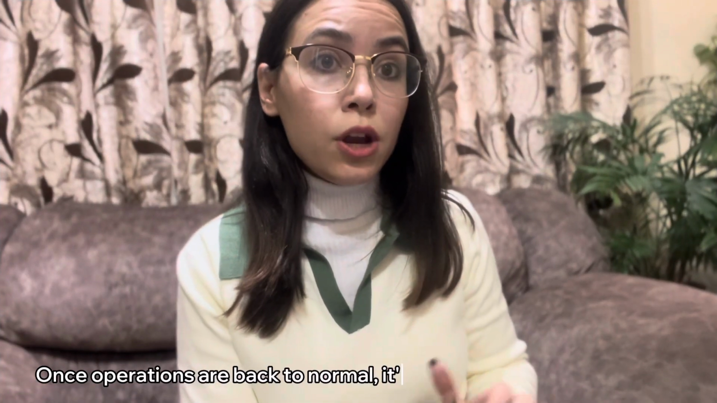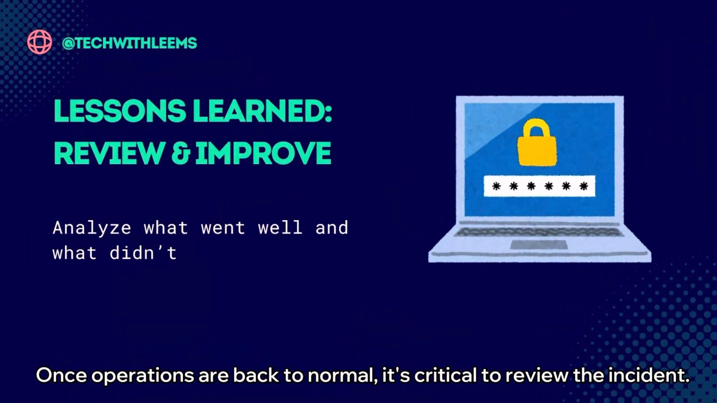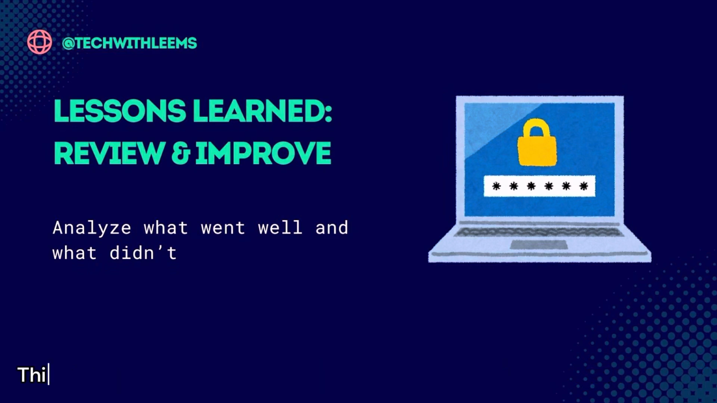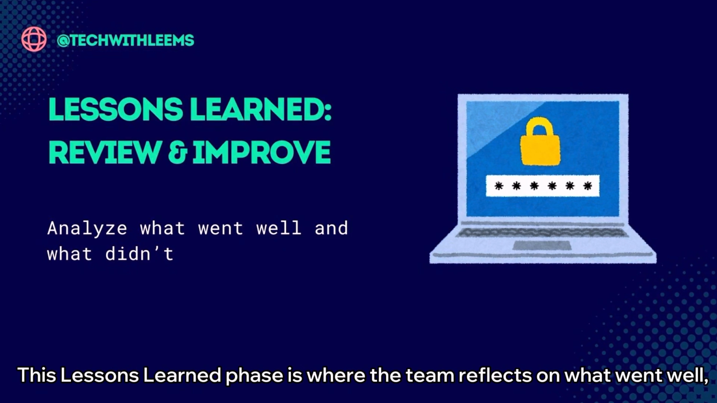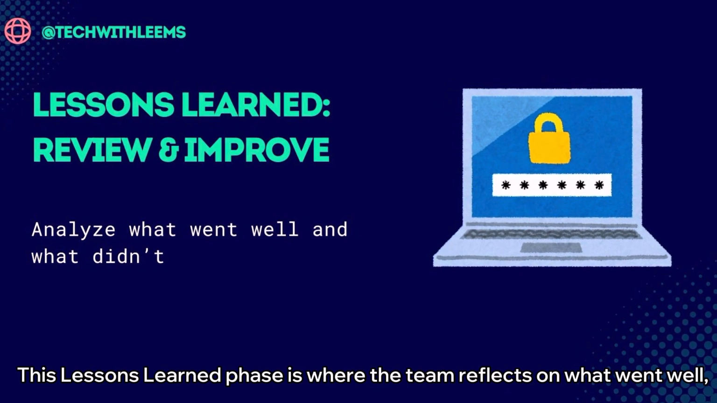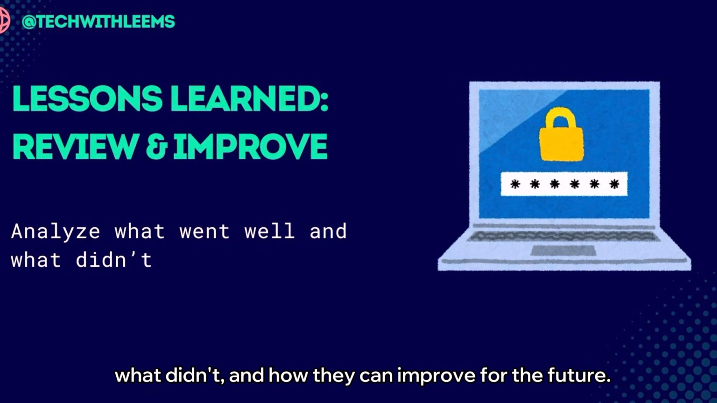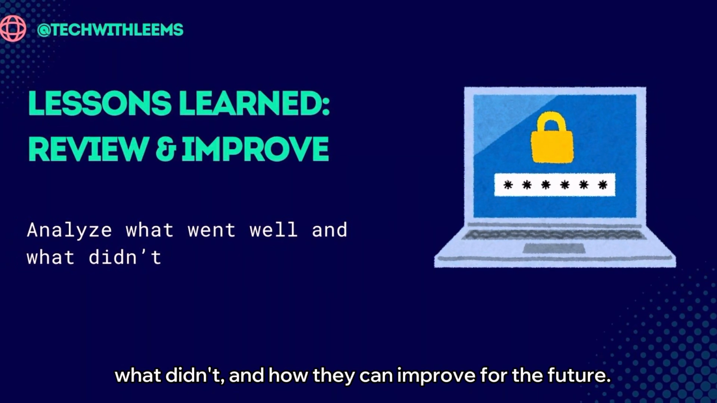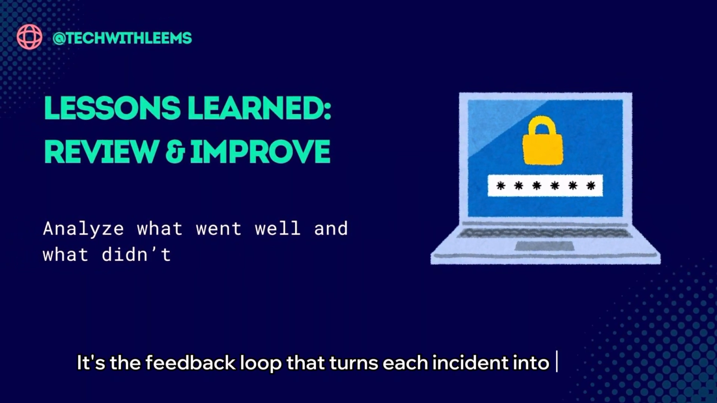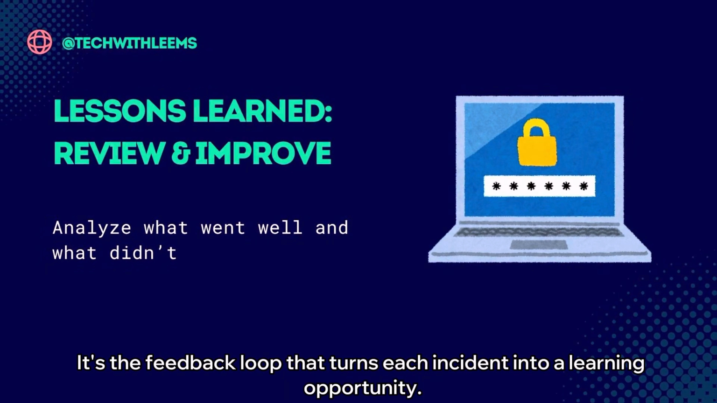Once operations are back to normal, it's critical to review the incident. This lessons learned phase is where the team reflects on what went well, what didn't, and how they can improve for the future. It's the feedback loop that turns each incident into a learning opportunity.